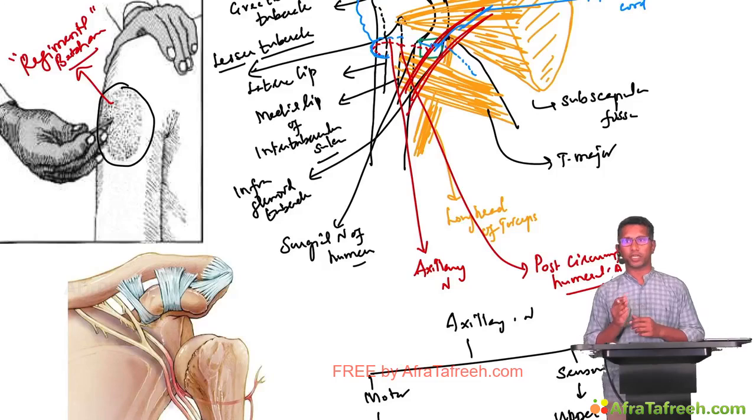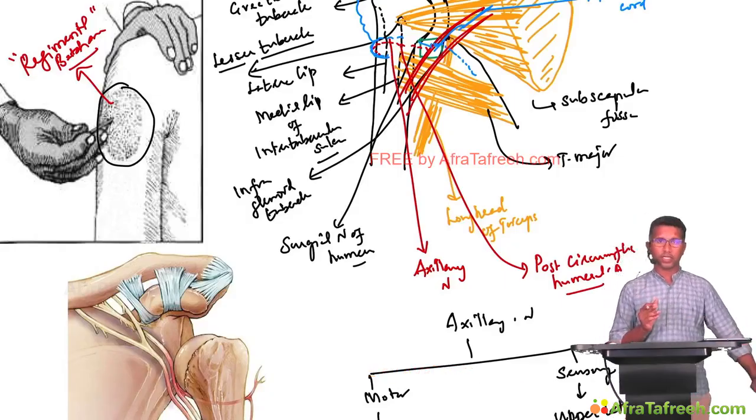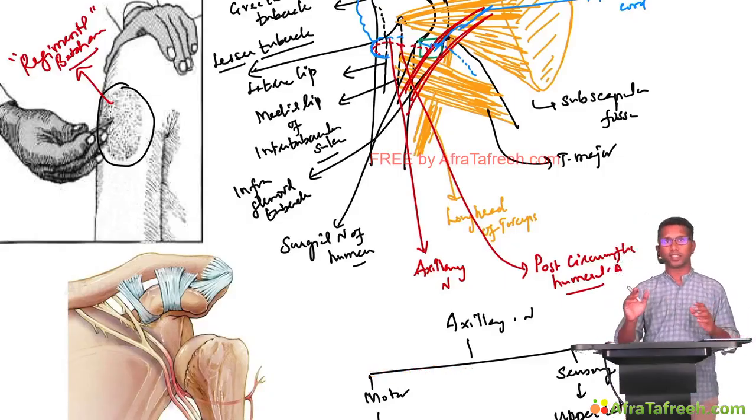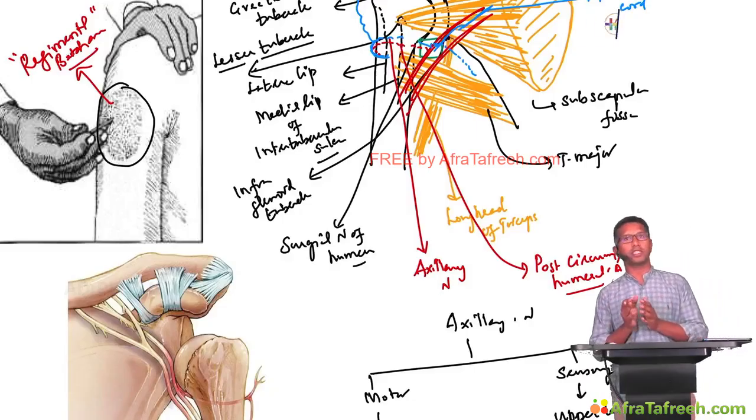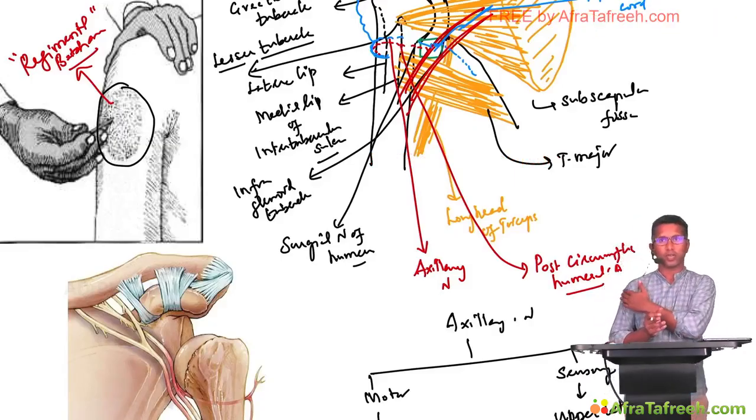This is an important finding in shoulder dislocation, because whenever there is a dislocation or a fracture, you will not be able to lift your shoulder. You cannot check the motor part, you have to check only the sensory part. And how are you going to check the sensory part? By checking the skin over the deltoid region.